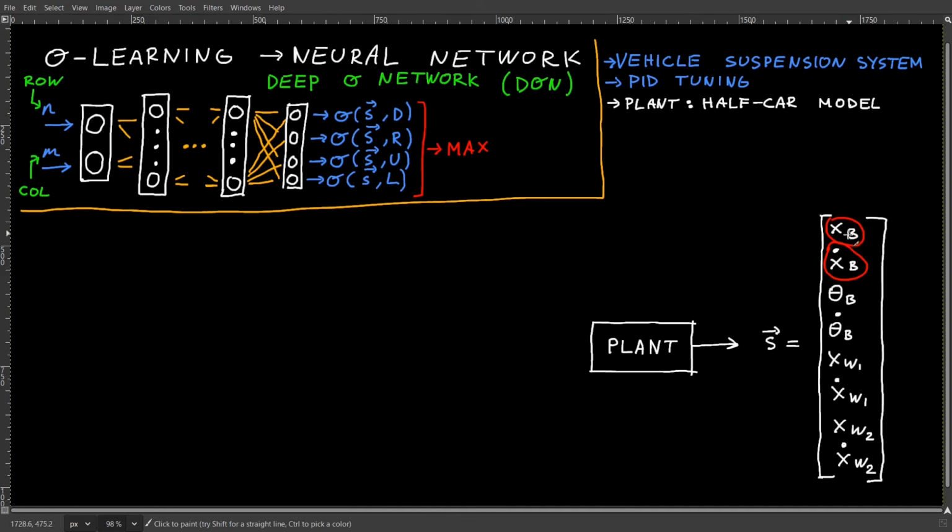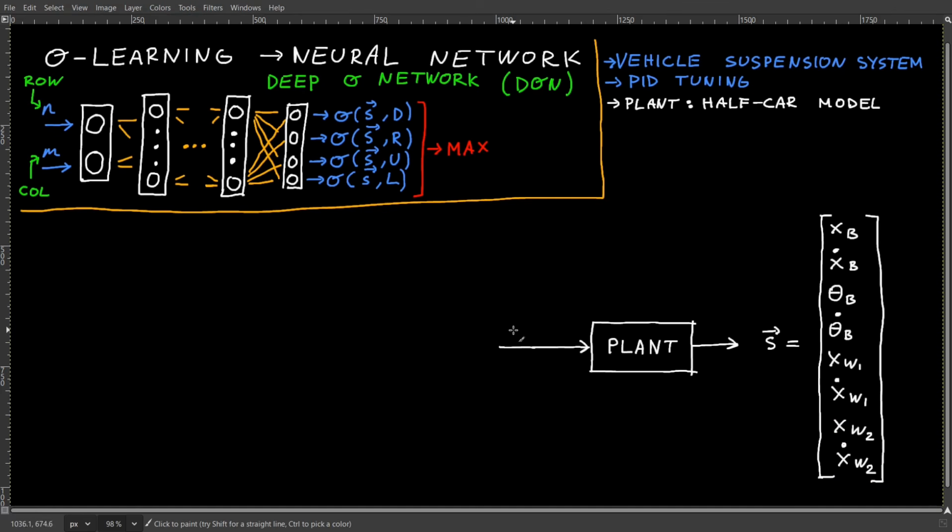Here, x_b and x_b dot are the car's vertical displacement and velocity respectively. Theta_b and theta_b dot are the car's pitch and angular velocity respectively. Then x_w1 and x_w1 dot are the rear wheel's vertical position and velocity values respectively. And finally, x_w2 and x_w2 dot are the front wheel's vertical position and velocity values respectively.